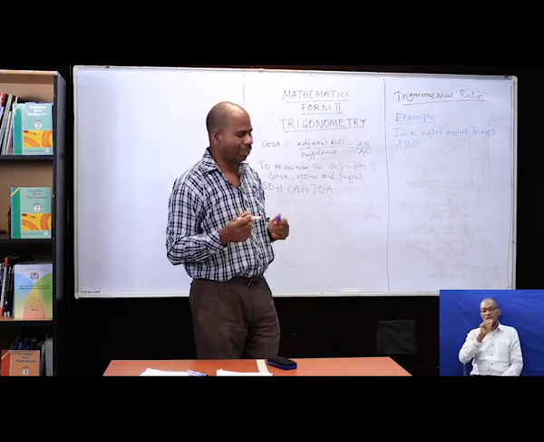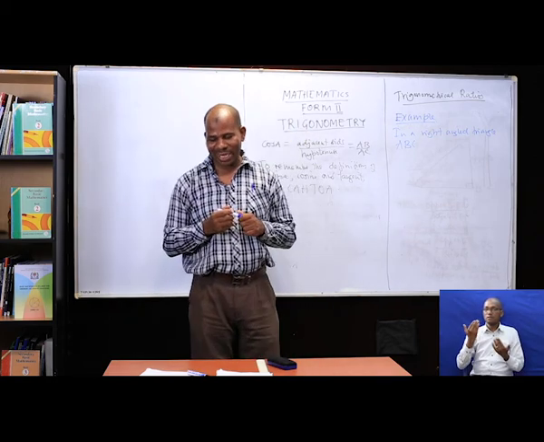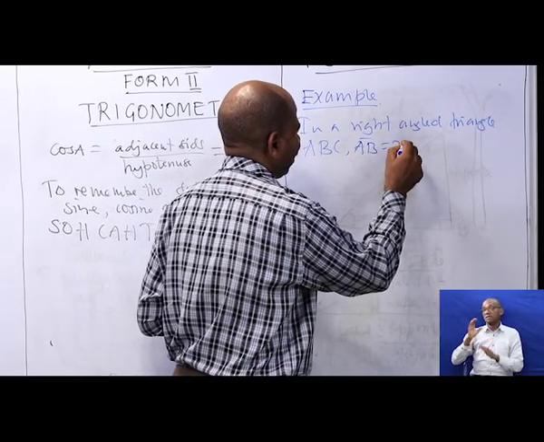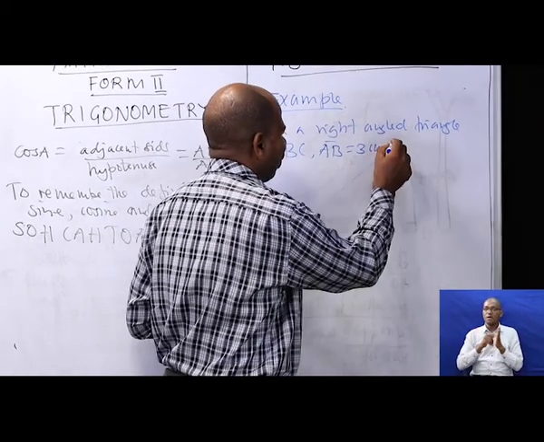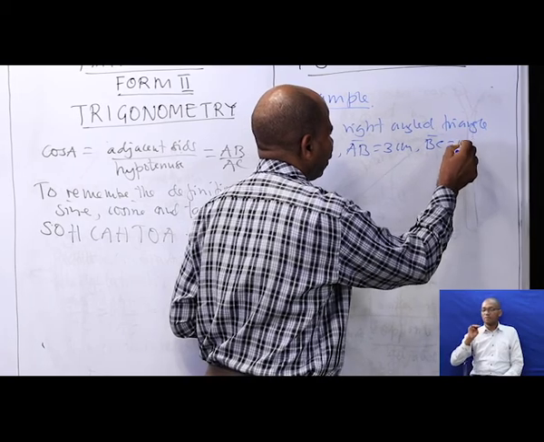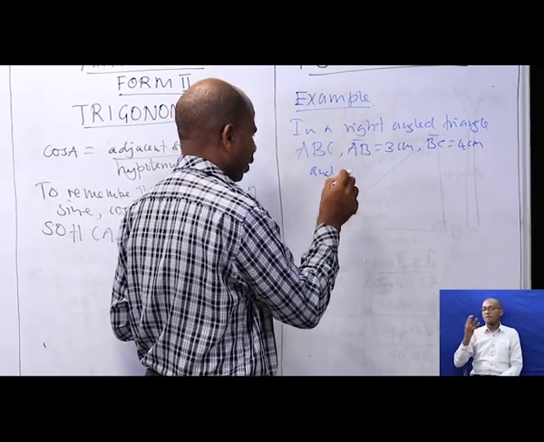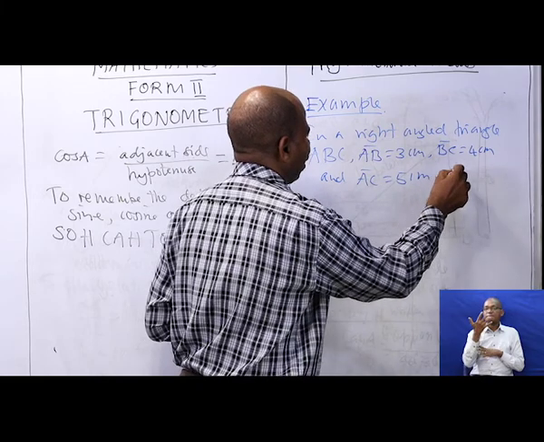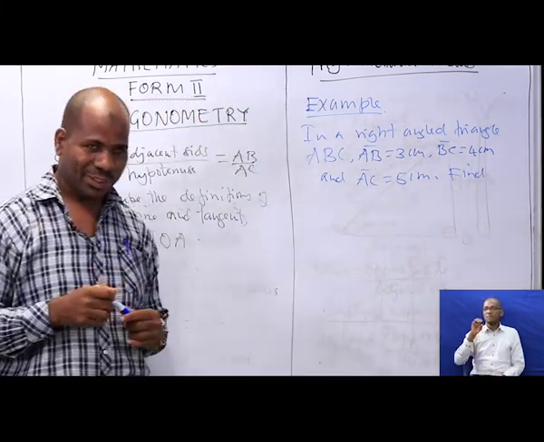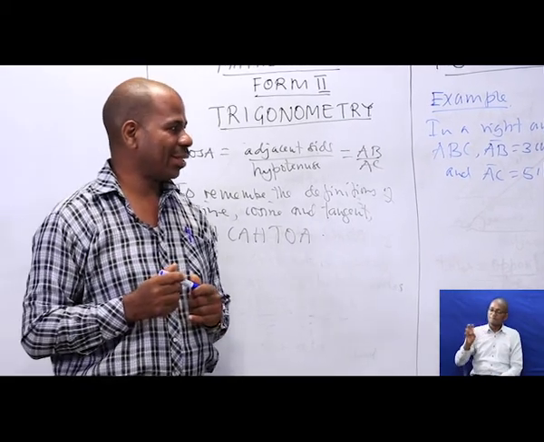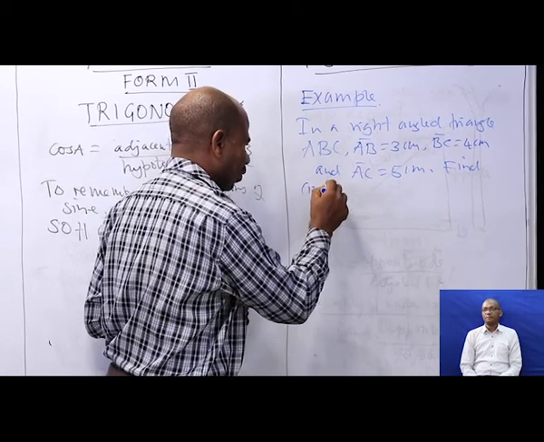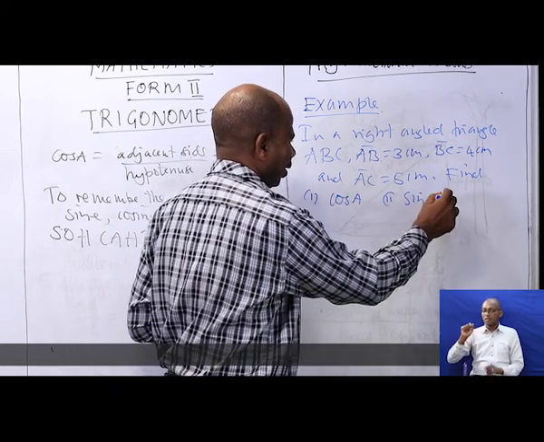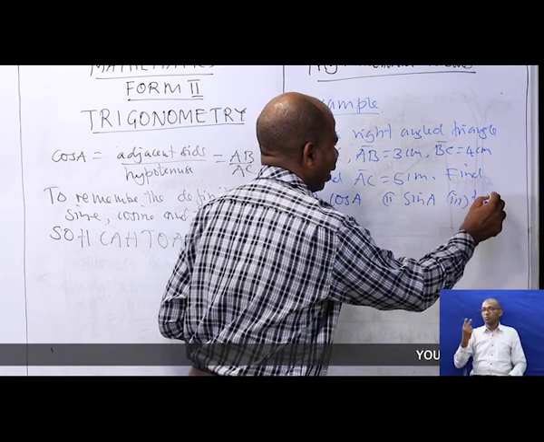And then we have the length of the side AB, the length of the side BC, and the length of the side AC. So AB is 3 centimeter, and BC is 4 centimeter, and the longest one, AC, is equal to 5 centimeter. My question is: number 1, find cosine of the angle A. Number 2, the sine of the angle A. Number 3, tangent of the angle A.